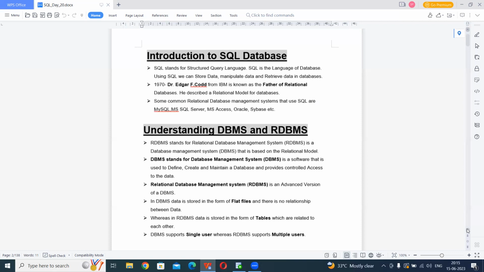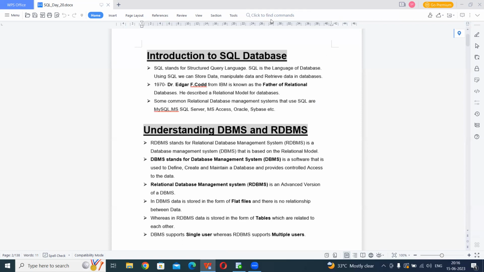So what are the common databases we have? Some common relational database management systems that use SQL are MySQL, MS SQL, MS Access, Oracle, Sybase, etc. These are common databases. All the databases are very similar, guys. They differ only in some small syntax. So this is the introduction of SQL.